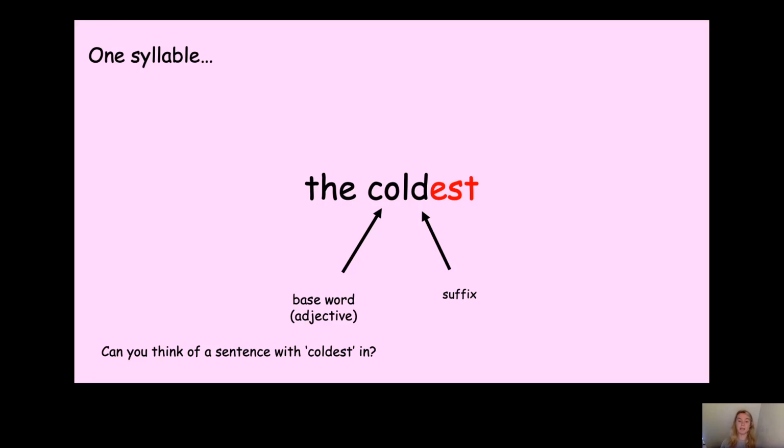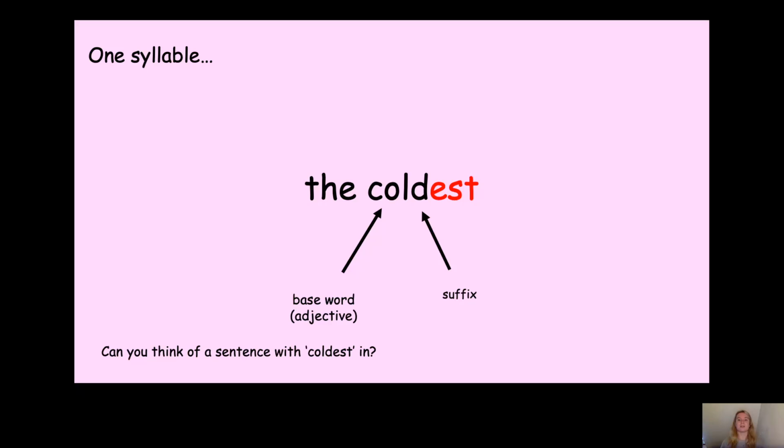So we take the base word, which is the adjective cold, and we add the suffix est to make it the coldest. Okay. Can you think of a sentence with coldest in? Pause the video and have a think. Okay, should we see if we got the same sentence?